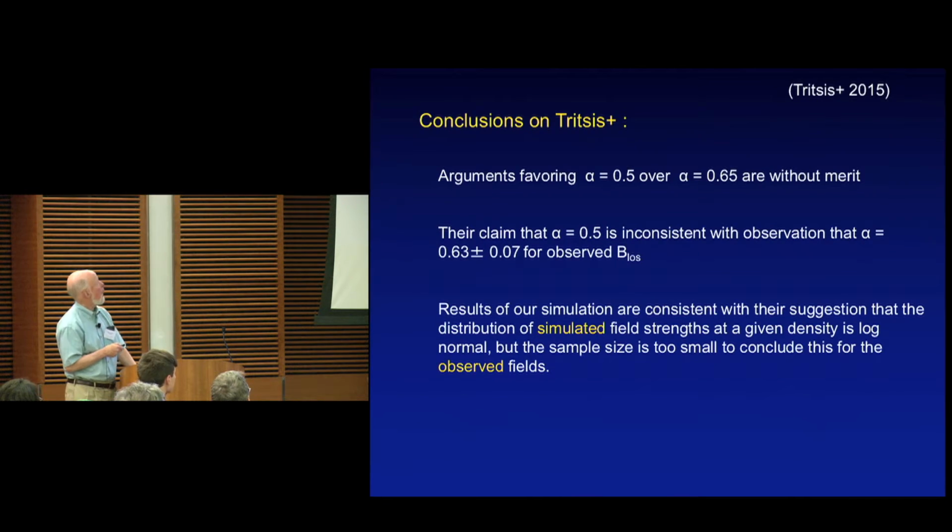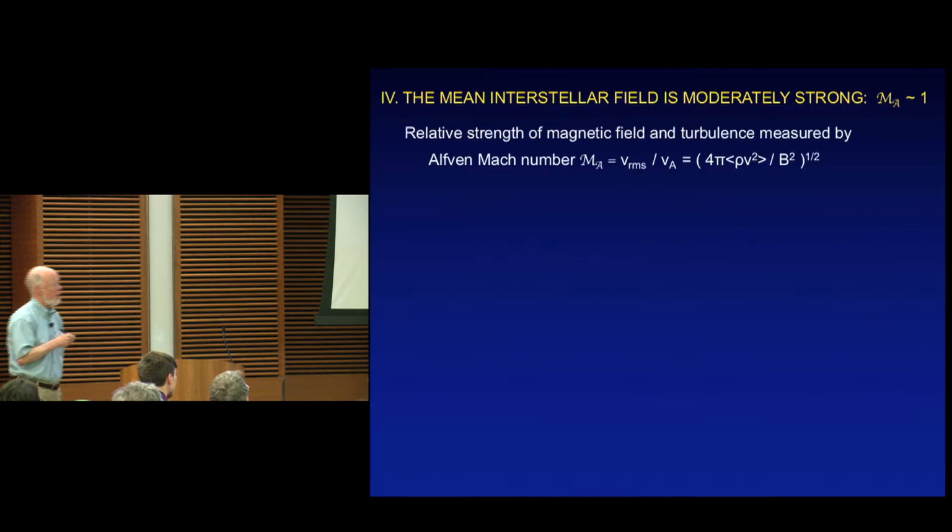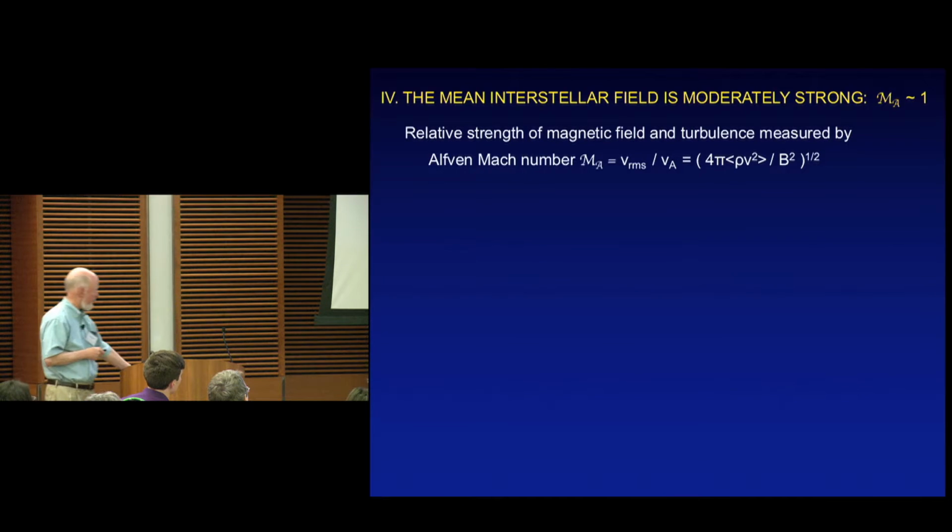So I'd now like to go to the final topic, which is to look at the strength of the mean magnetic field, and we conclude that it's moderately strong with an Alfvén Mach number of order unity. In fact, this Alfvén Mach number measures the strength of the field relative to the turbulence. So it goes like the square root of rho v squared over B squared.